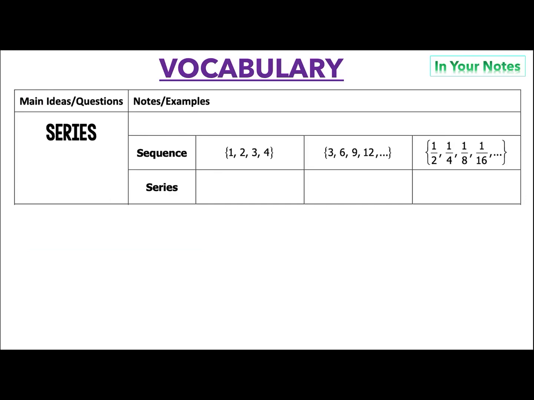The first thing I want you guys to do is write down a couple vocabulary words. So the first one in your notes, I would like you to copy this down. Press pause, copy it down, and when you're ready to fill it in, press play. So a series is the sum of the terms in a sequence.